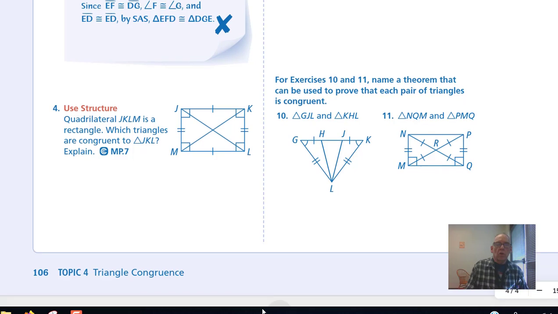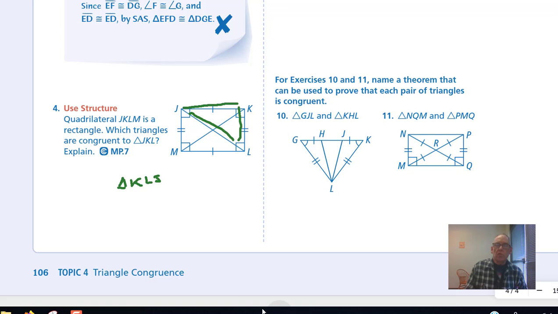Okay, use structure. Quadrilateral JKLM is a rectangle. Which triangles are congruent to JKL? So here's J to K to L. So that's half the rectangle, J to K to L. So it wants to know which other triangles are congruent. If we kind of reverse this, we're going to do triangle KLJ. And KLJ would be whatever this piece is, plus the root 7 piece. So that's going to work.